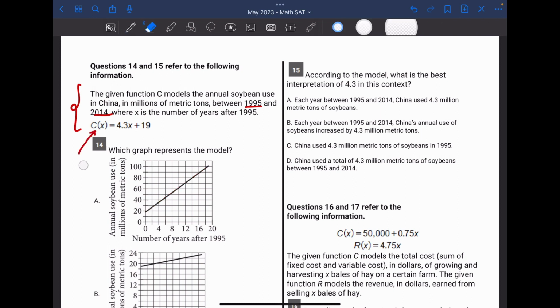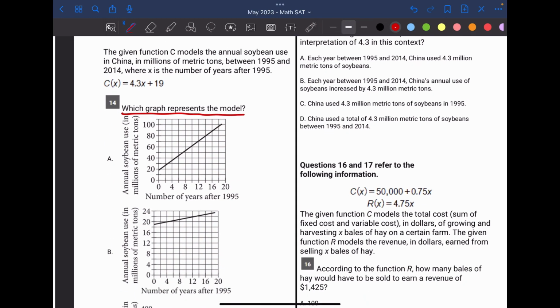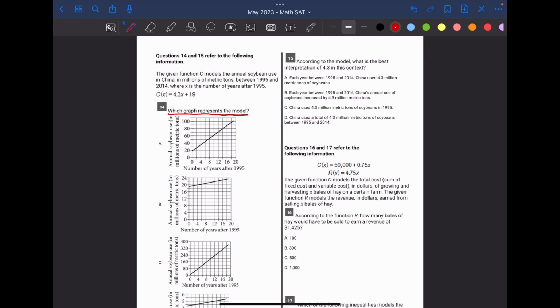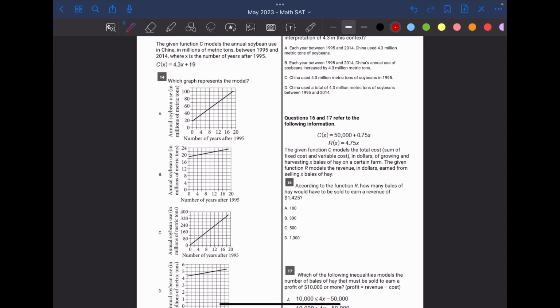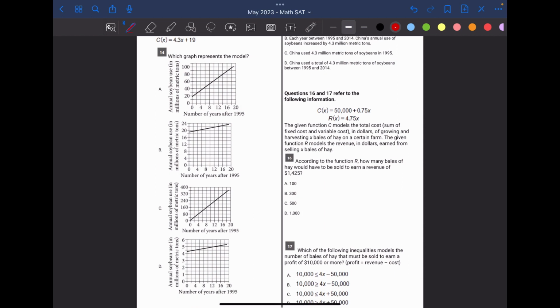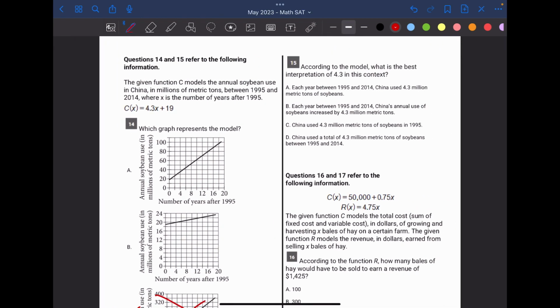So first question, it says, which graph represents the model? Let's look at each of these graphs. First, we have 19 as the y-intercept. So which of these don't have a y-intercept of 19? D has to be wrong because the y-intercept here is like 4 point something. And for C, the y-intercept is close to 0, so that's wrong as well. So we have two choices left. Now we have to look at the slope and see which is closest to the value that we want.